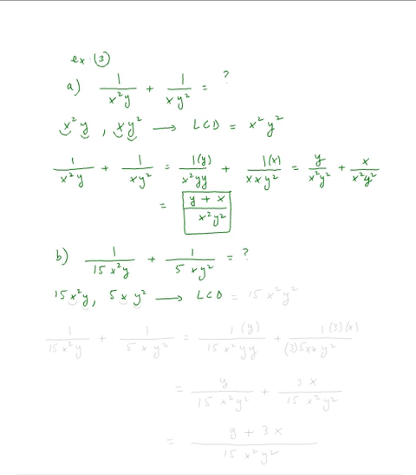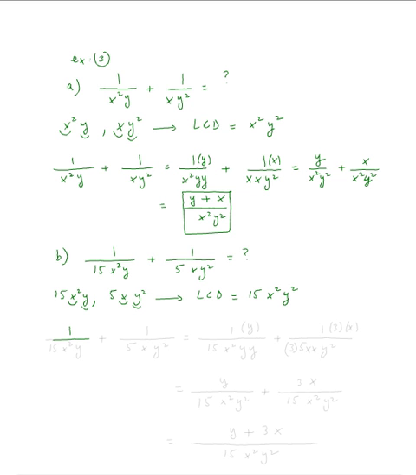So same way, the least common denominator of 15 and 5. 15 is a multiple of 5, so you pick the largest one. The least common denominator of 15 and 5 is just 15. And x squared and x, you pick the largest one, x squared, and then y and y squared, you pick the largest one, which is y squared. So that's the least common denominator.